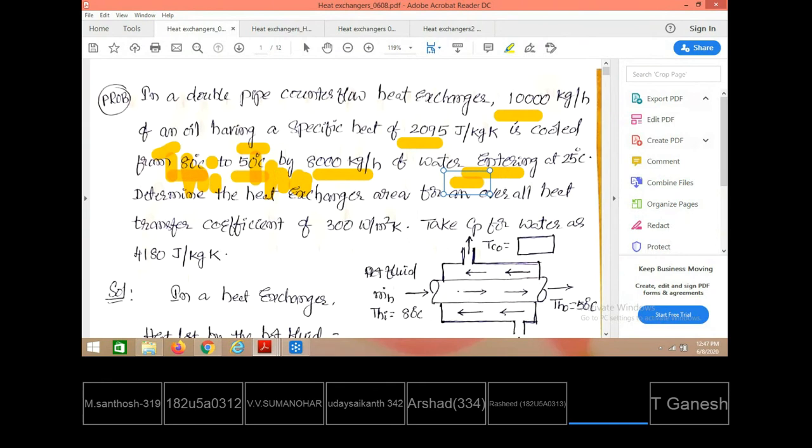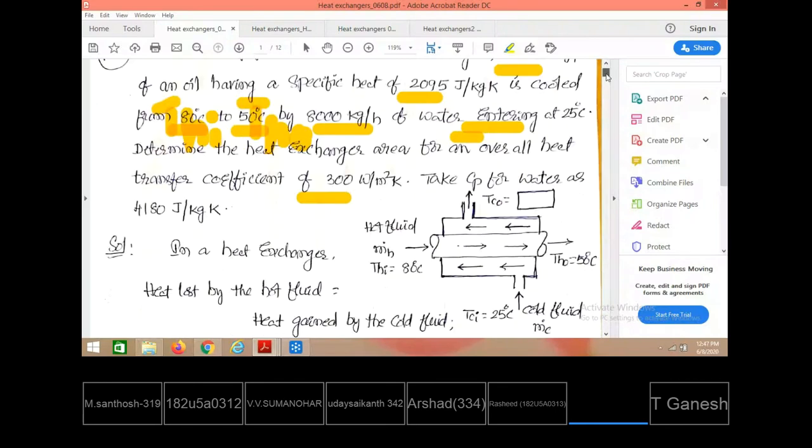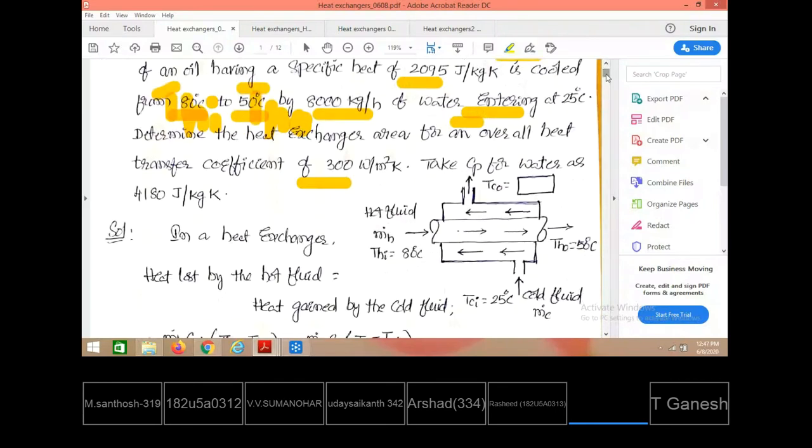Determine the heat exchanger area when the overall heat transfer coefficient for the heat exchanger is 300 watt per meter square Kelvin, and take Cp value for water equal to 4180. If not given also, you must remember it as 4186 or 4187 joule per kg Kelvin. Knowing all these values, hot fluid with mass flow rate 10,000 kg per hour and specific heat 2095 joule per kg Kelvin is entering at 80 degrees, and after losing heat, is leaving at a temperature of 50. That means hot fluid got cooled, so cold fluid becomes hotter.